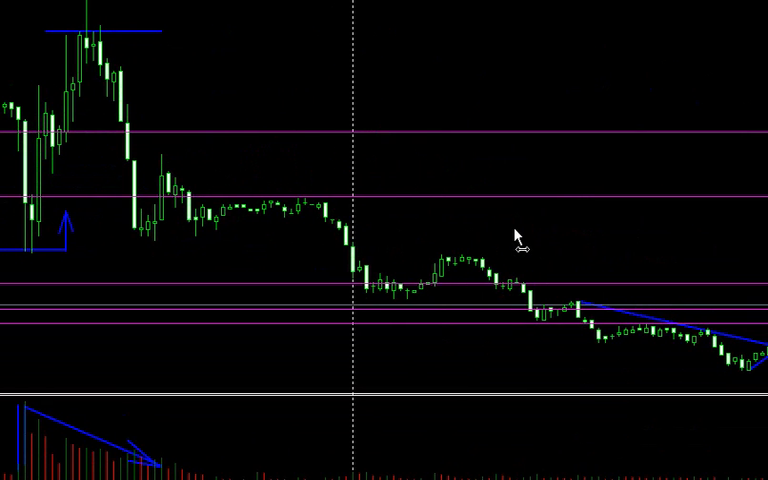Alright, think about it like this. My first target tends to be around about halfway, around about here-ish. And the reasoning for that is, this is a support area. So this is an area for the buyers. The further price moves away from the area for the buyers, the weaker the buyers get. The closer it approaches the resistance area for the sellers, the stronger the sellers get.